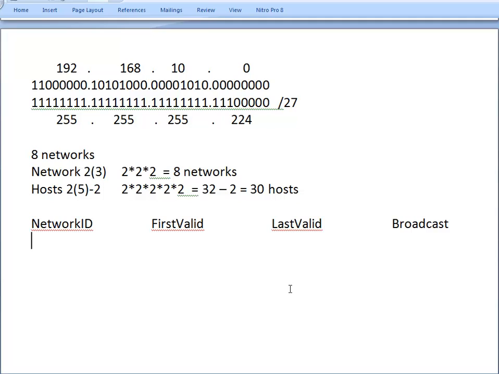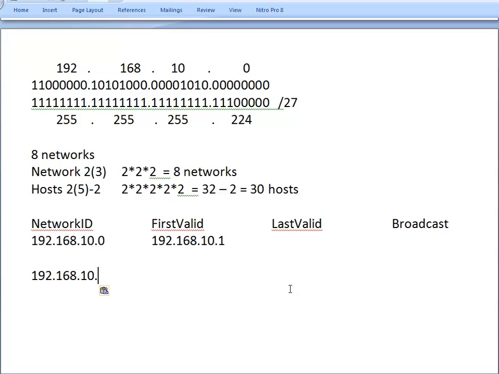Now I'm going to write down the network ID, first valid, last valid, and broadcast. The first network ID is what you were given: 192.168.10.0. The first valid address is the network ID plus 1, so I'm going to write down .1. To find the last valid address and the broadcast, it's better if you find the next network ID.